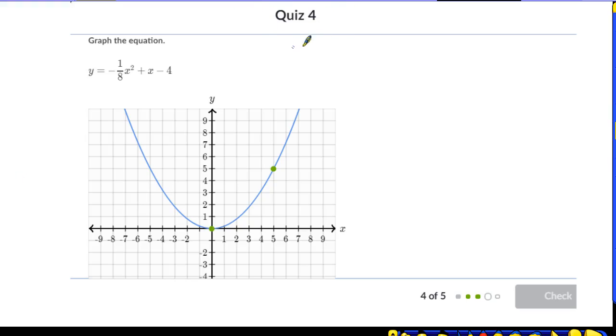We are working on Khan Academy Quadratics Quiz 4. We're supposed to graph this equation, and the good news is we don't really have to graph it. All we got to do is get 2 points. We've got to find a vertex and we got to find some other point.